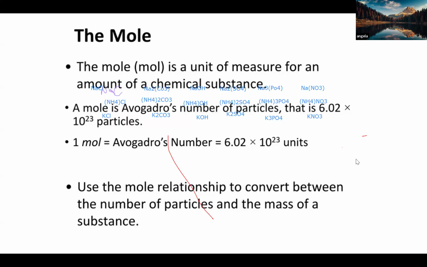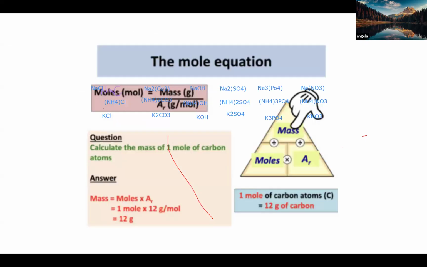Okay, so let me go back over here. The mole relationship is used to convert between the number of particles and the mass of the substance. Again, this is going to involve some math. The actual equation is that a mole equals the mass in grams. You're going to go to your periodic table and find the mass of the element, and it's going to be grams per mole.